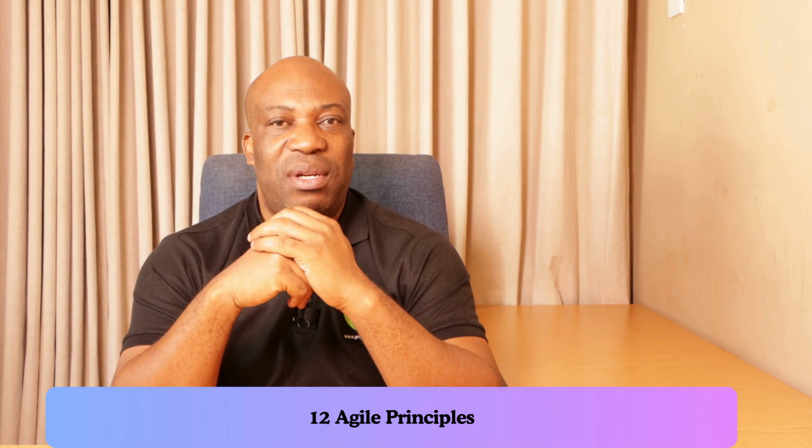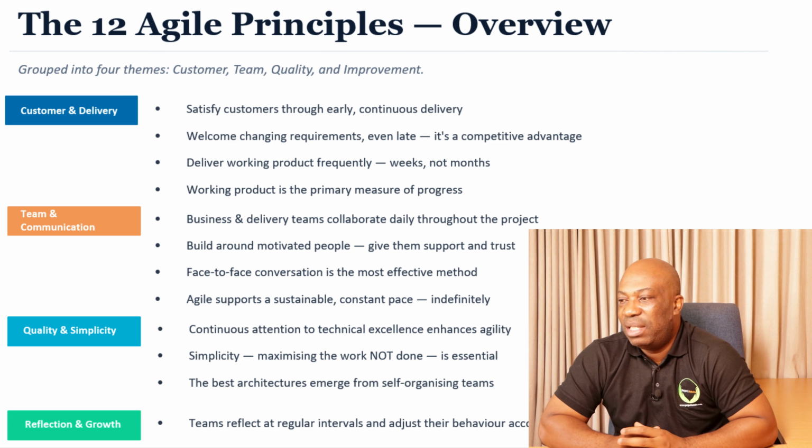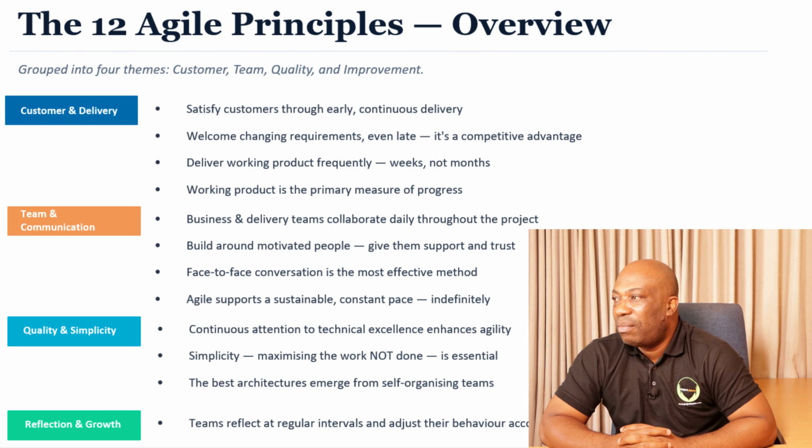So in this section of the video, we're going to cover the 12 Agile principles. We need to understand them, so let us go through them one by one. They're actually grouped into 4 themes: the customer, team, quality, and also improvement. So let us start with the customer and delivery.